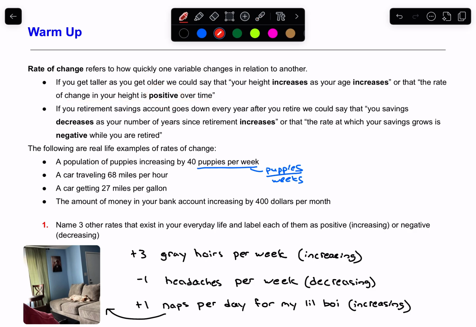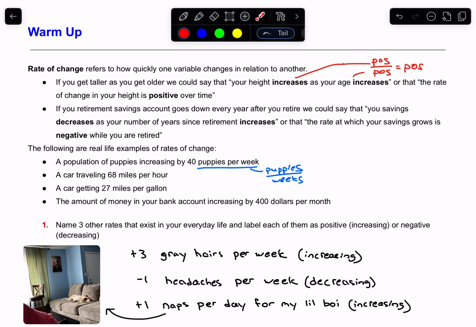Because if we have two increases, so increase and increase, one increase refers to we'll call it the output or the y variable, and the other increase refers to the input or the x variable. So if they're both increasing, that means we have positive numbers on top and bottom, and a positive over a positive equals a positive. So that's why we say that the average change is positive over time. On average, you're getting taller. Your height is positively increasing.